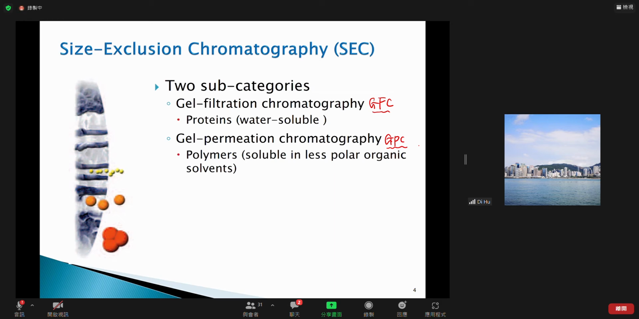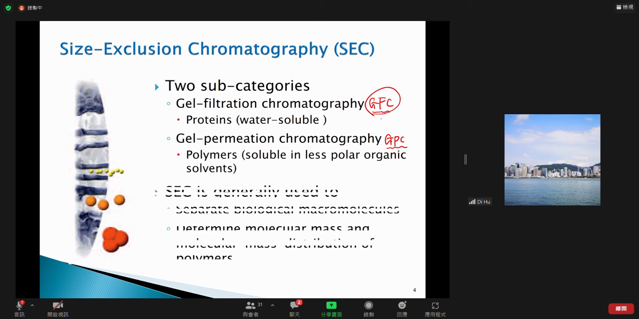But for gel filtration chromatography, the mobile phase should be compatible with the stationary phase, so the stationary phase should be more hydrophilic, a more polar one. You'll see that very soon, but just some idea now. Therefore, we can use size chromatography for separation of biological macromolecules soluble in water, such as protein. Another very important application is that we can use this to determine molecular mass and molecular mass distribution of polymers.